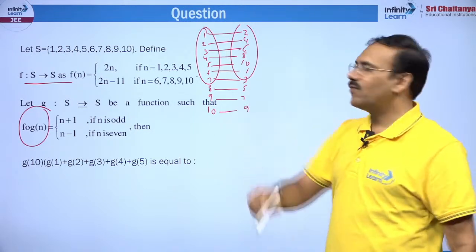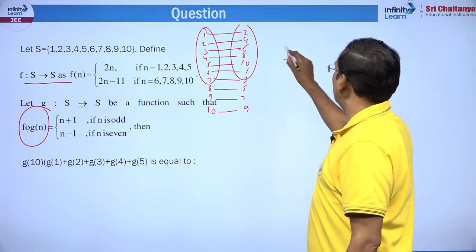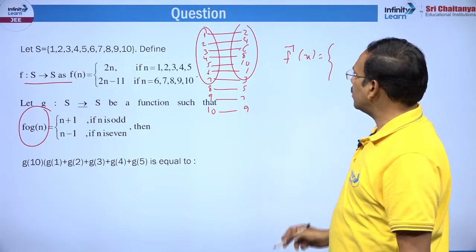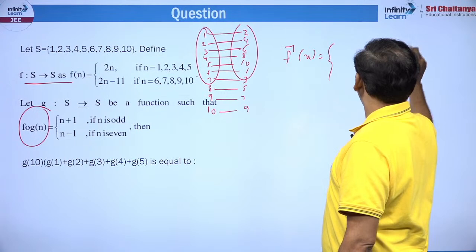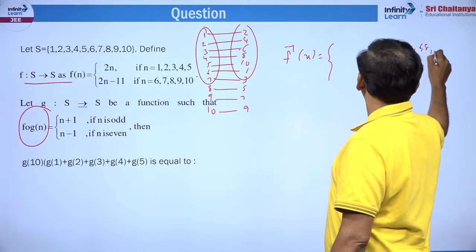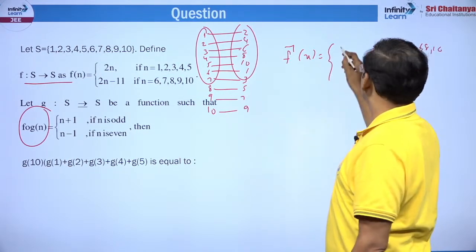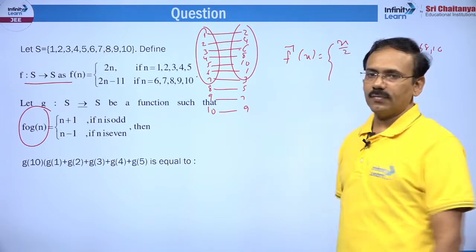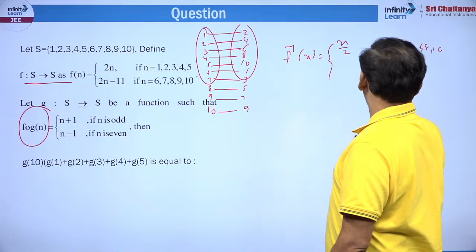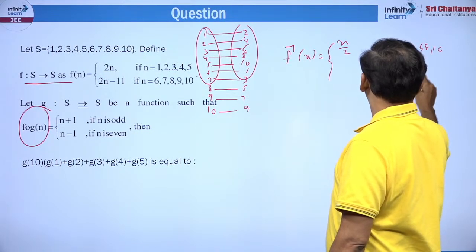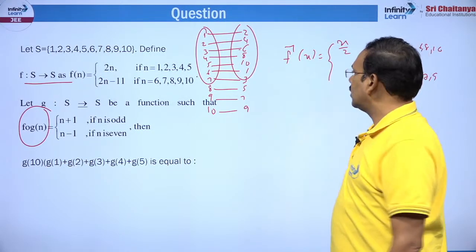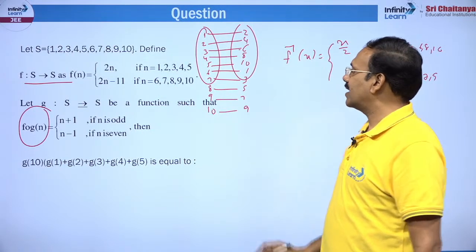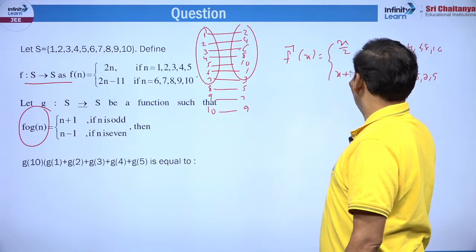You just see f inverse of x. If the input is one of 2, 4, 6, 8, 10, half of this is the answer. If the input is x, the answer is x by 2. If the input is an odd number like 1, 3, 5, 7, 9, you can see here 2n minus 11 is equal to x, which means n equals x plus 11 by 2, you will get.